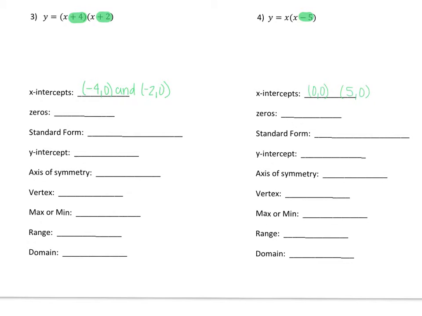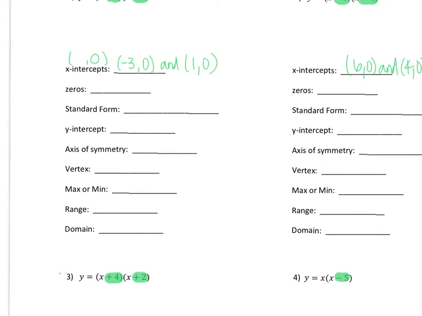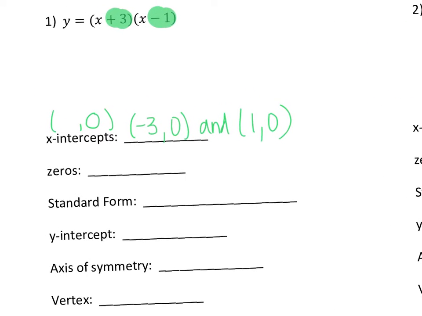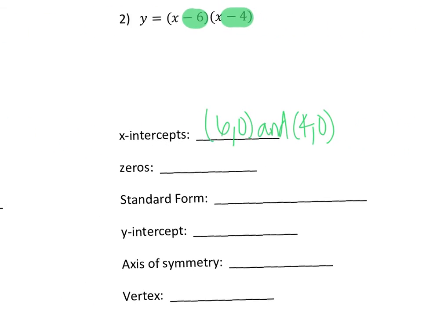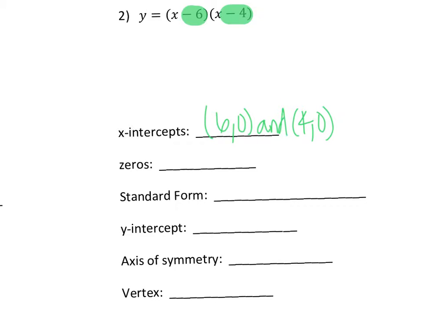Going back up to problem 1, I have x-intercepts of negative 3, 0 and 1, 0. Now, when I write my zeros, I do write them a little bit differently. I actually only write the x value of the x-intercept. So my zeros are technically just negative 3 and 1. And then looking at problem 2, again, it's just the x values of the x-intercepts. So it would be 6 and 4.